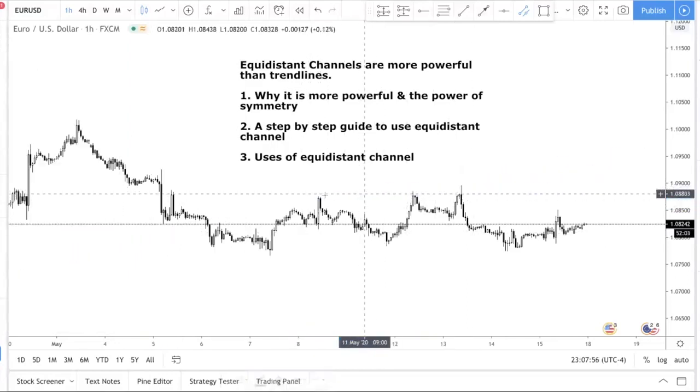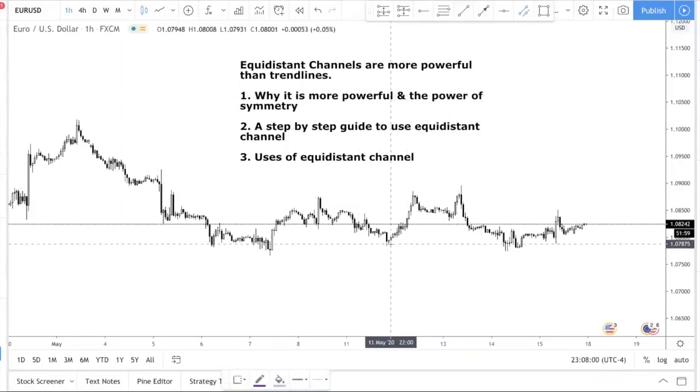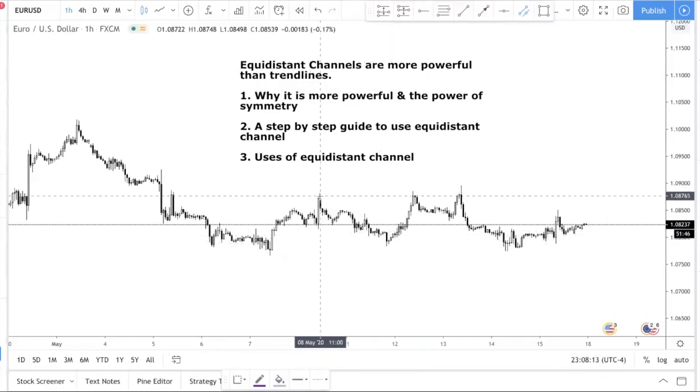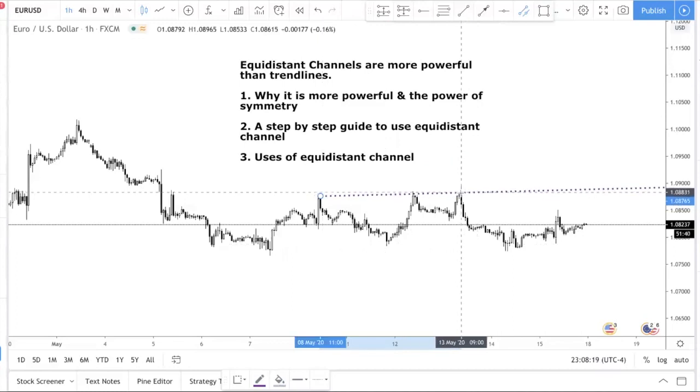So what you want to do is identify two swing highs. Let's say you are trying to project a bottom. Let's say you are trying to project support, then you want to start from swing highs. If you want to project resistance, then you want to start from swing lows. So let me just demonstrate. In this case, let's assume that we are trying to project support. Now what you do is start with a swing high and you connect it to another swing high.